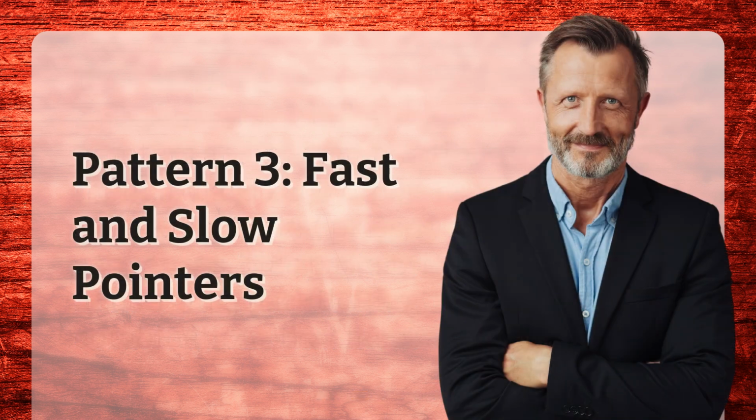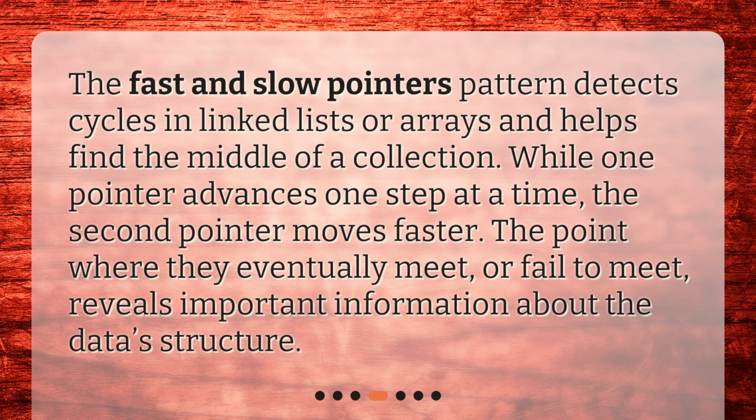Pattern 3, Fast and Slow Pointers. The fast and slow pointers pattern detects cycles in linked lists or arrays and helps find the middle of a collection. While one pointer advances 1 step at a time, the second pointer moves faster. The point where they eventually meet or fail to meet reveals important information about the data's structure.